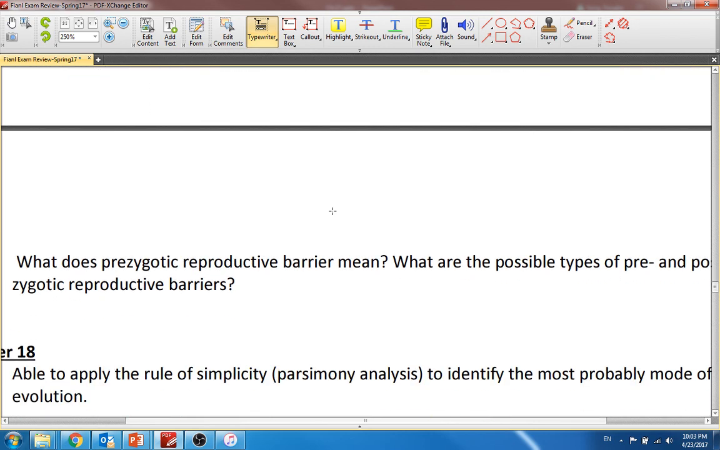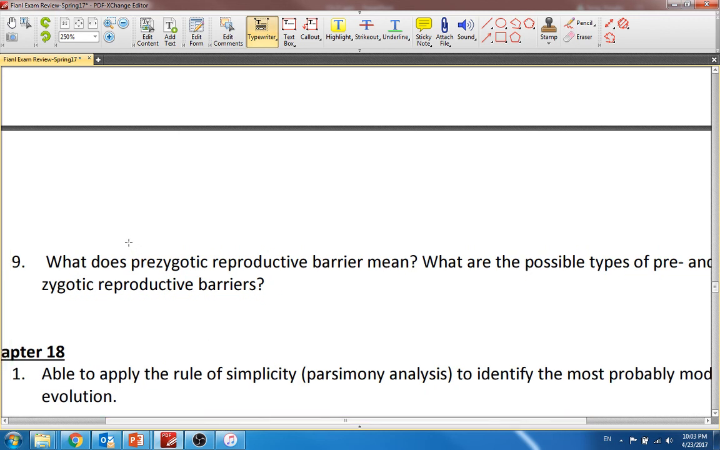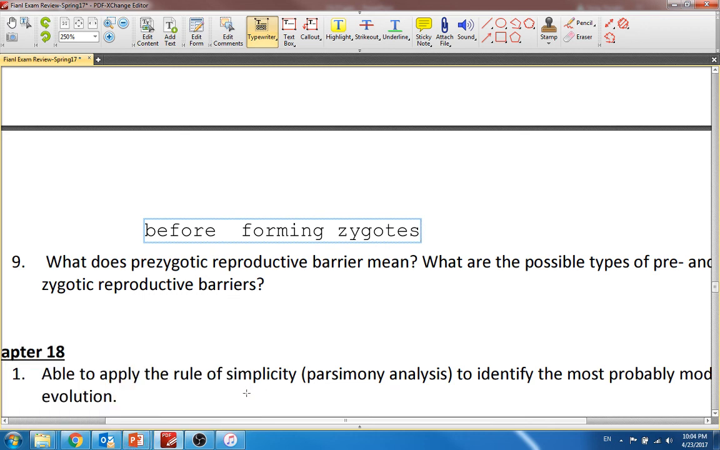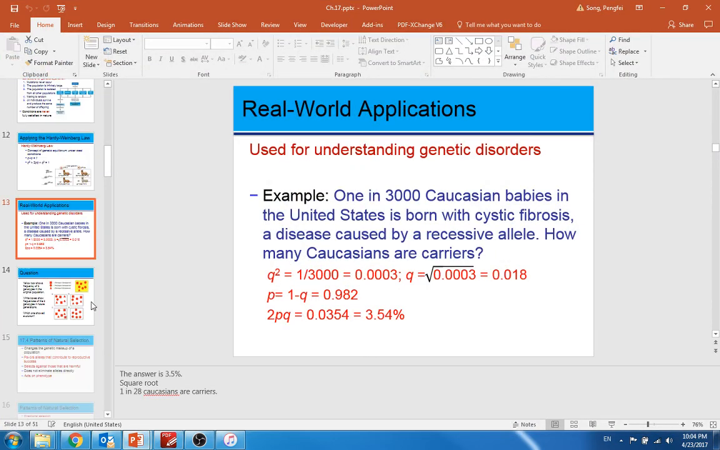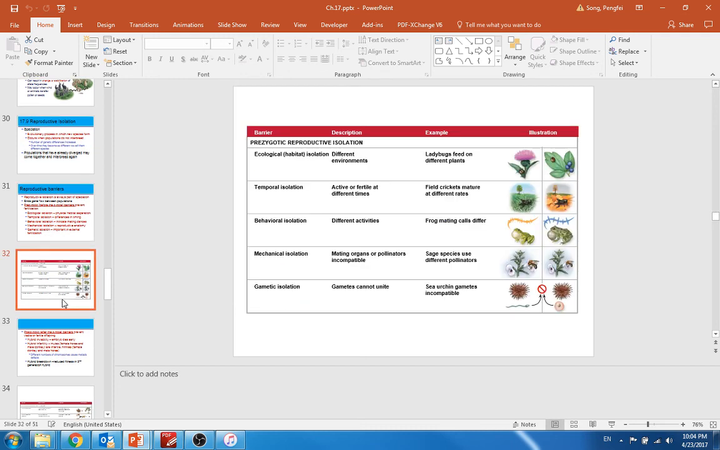Number 9, what do prezygotic reproductive barriers mean? And what are the possible types of pre- and post-zygotic reproductive barriers? Prezygotic reproductive barriers are the barriers that will prevent the formation of a zygote. There are 5 different types of prezygotic reproductive barriers. That would be the ecological, temporal, behavioral, mechanical, and gametic.